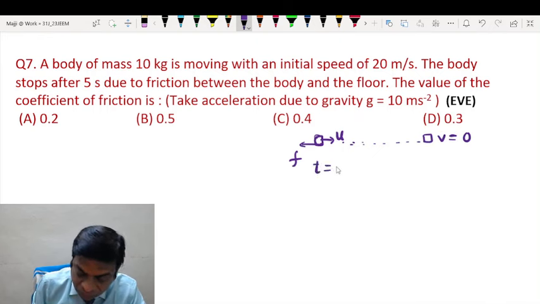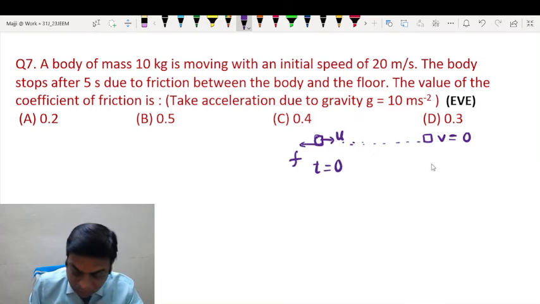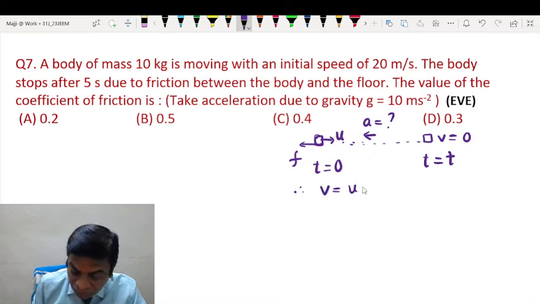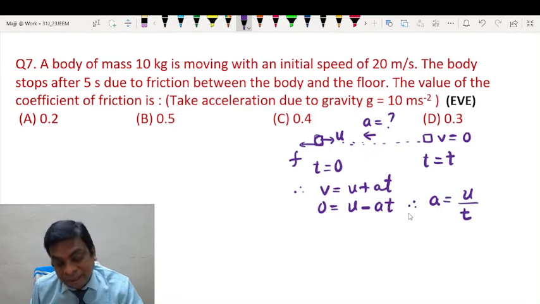Let us say at the end of time t it stops. So we can find the retardation produced due to the friction. As you know, v is equal to u plus at. If we apply this, then we have 0 is equal to u minus a into t. So the required acceleration is u by t. Retardation is u by t.